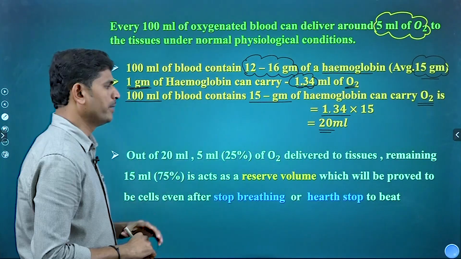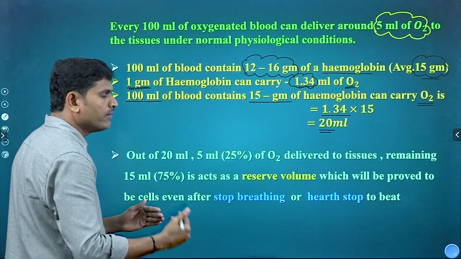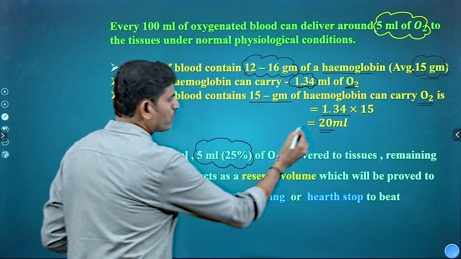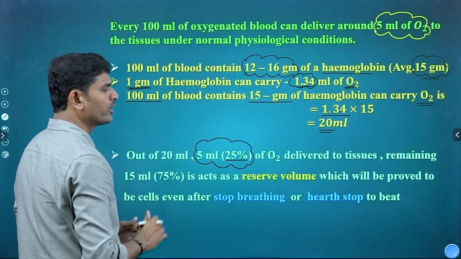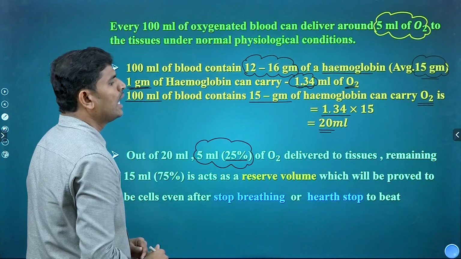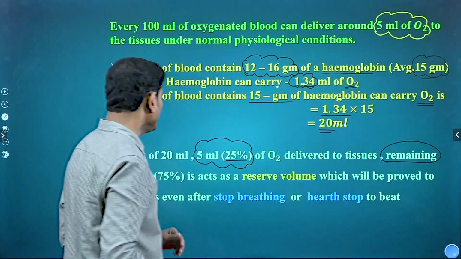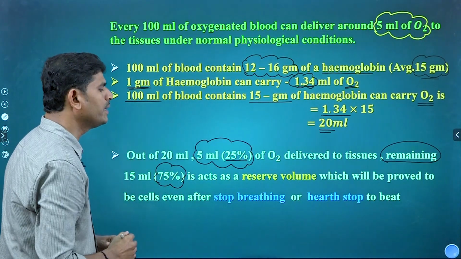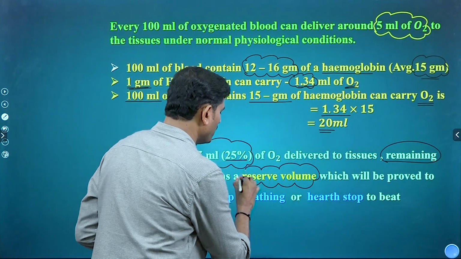Out of 20 ml, how much is delivered to the cells? 5 ml. 5 ml out of 20 ml, that is 25%, will be delivered to tissues, and the remaining 75% acts as a reserve volume in the blood only.